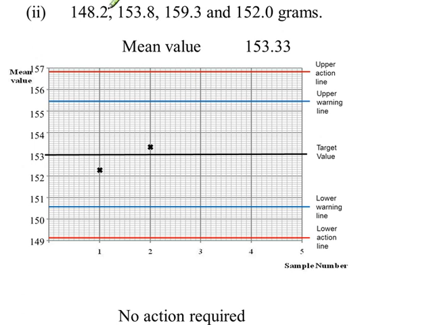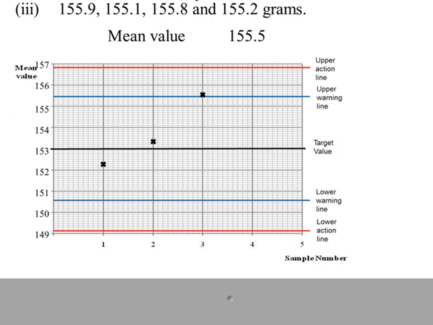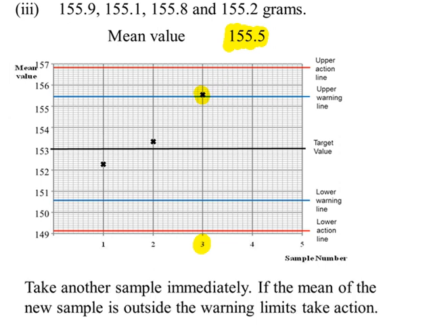Sample 2, again we have 4 values, add them up, divide by 4 to get the sample mean, and plot that value on the graph. Again, it's within the warning limits, no action required. Our third sample has a mean of 155.5, and this time the value is above the upper warning line. So take another sample immediately. If the mean of the new sample is outside the warning limits, then we need to stop the process and take action.